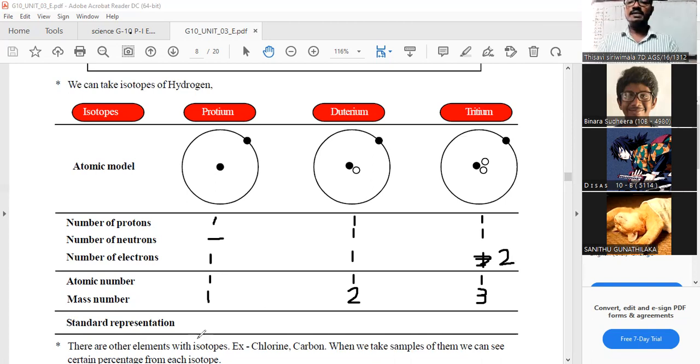Then here we can also write the standard representation. So we can write hydrogen 1 and 1. Here hydrogen 1 and 1. This should be 2 and 1. Next here, hydrogen 3 and 1. Right, write it down. It's difficult to write this.